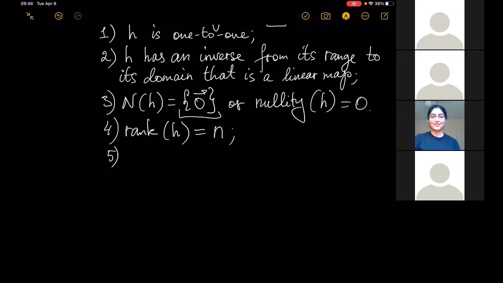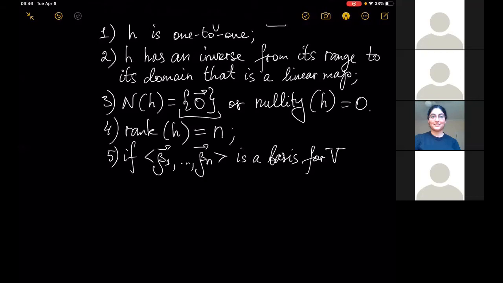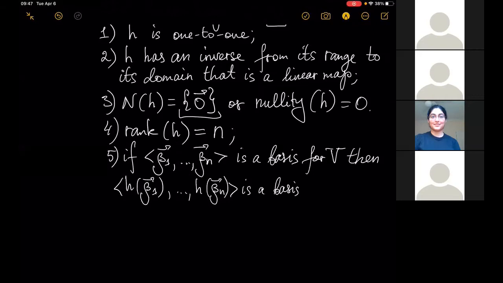And five: if beta 1, ..., beta n is a basis for V, then H of beta 1, ..., H of beta n is a basis for the range of the homomorphism.